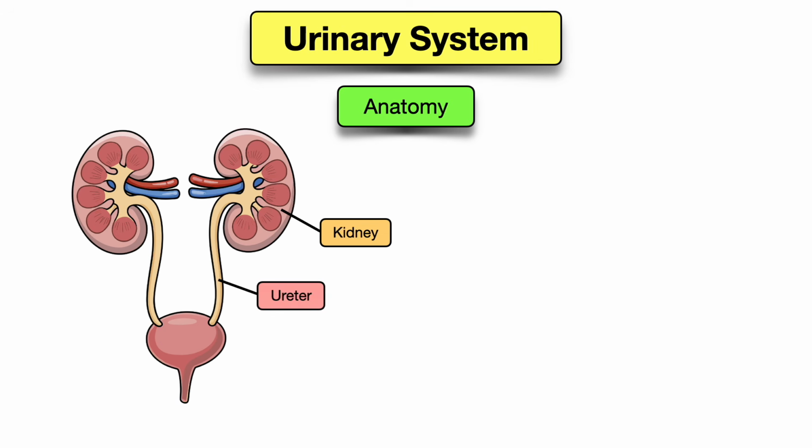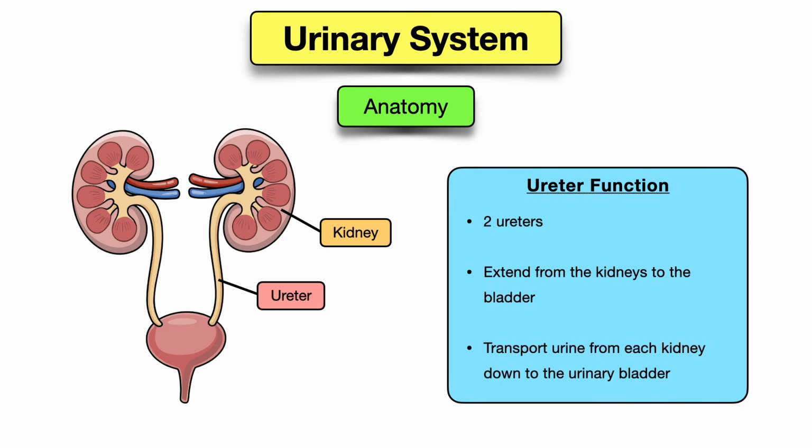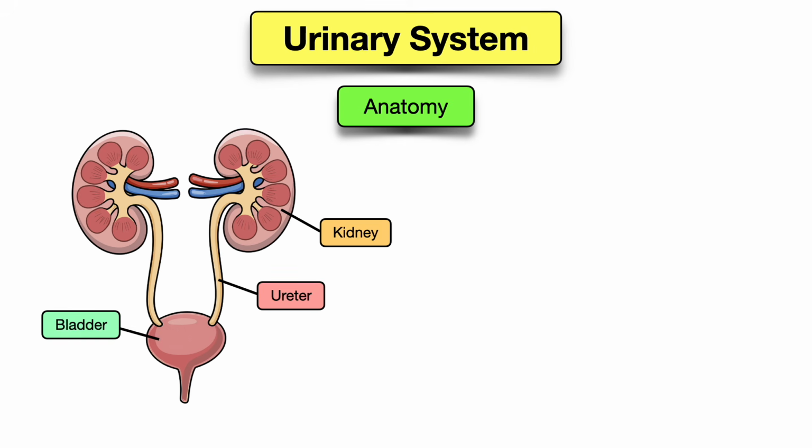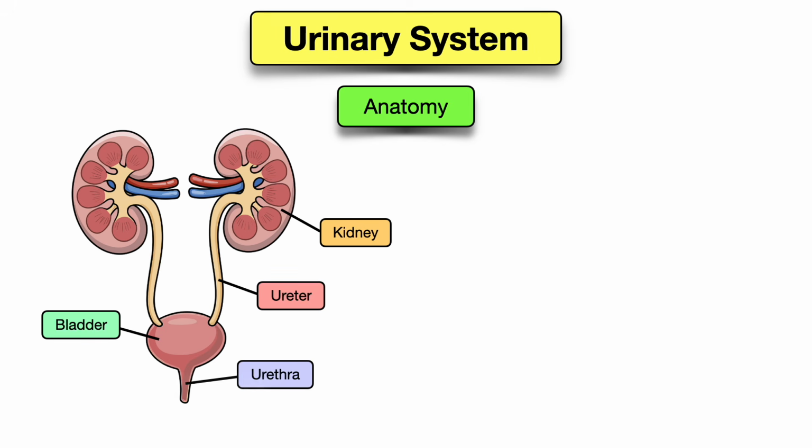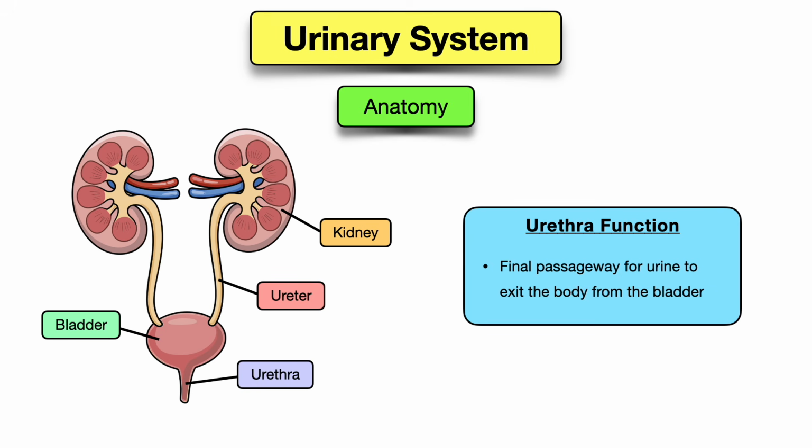Then we have the ureters. There is one on each side, and they extend from the kidneys to the bladder. They function to transport urine from each kidney down to the urinary bladder. This takes us to the bladder, which stores urine produced by the kidneys. Finally, we have the urethra, which is the final passageway for urine to exit the body from the bladder.